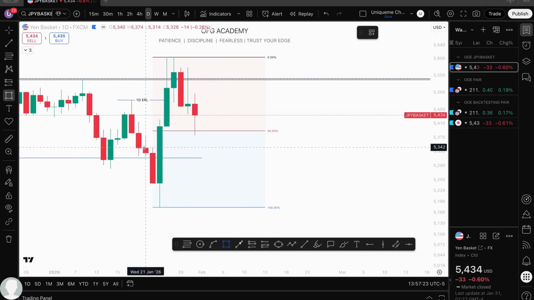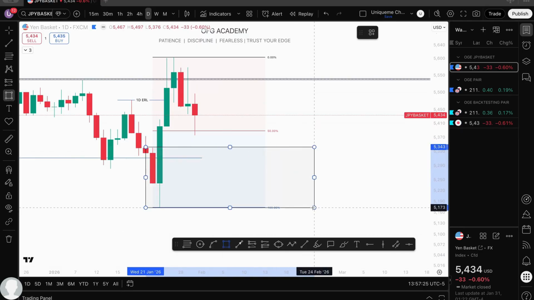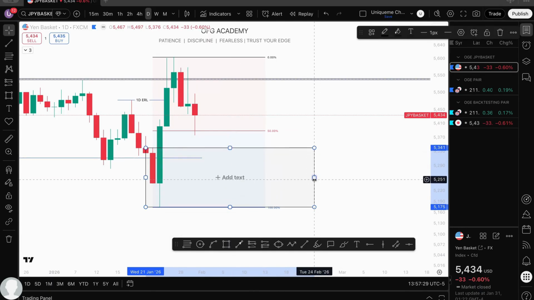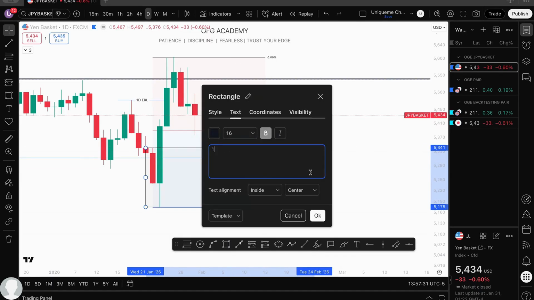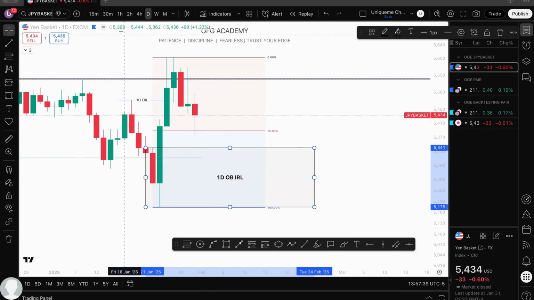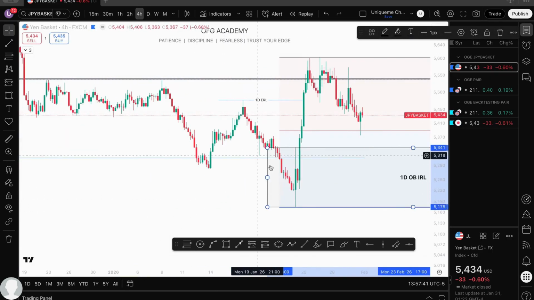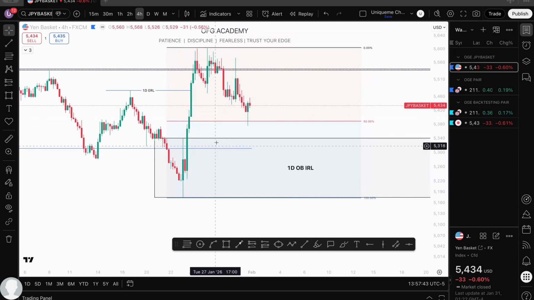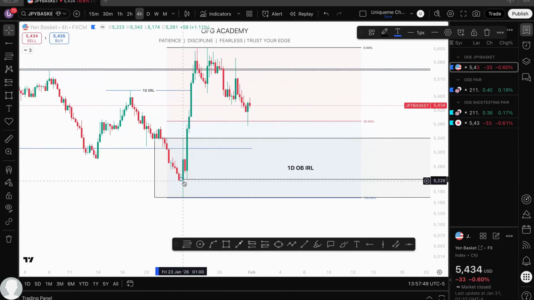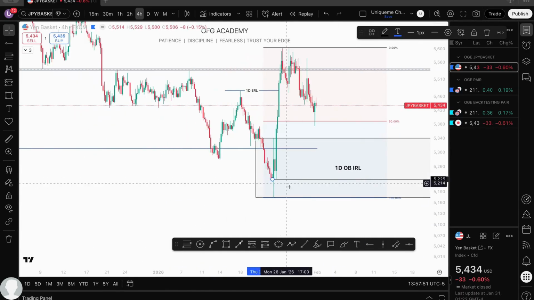Now I come here and I take in my buy here, and I have a 1 day OB IRL. That is the only institutional reference point that is below 50%. Coming down to my 4 hours, I will check it here. Does it have what? There's no structural liquidity. So there's a high chance that price may come as deep as this low around here.